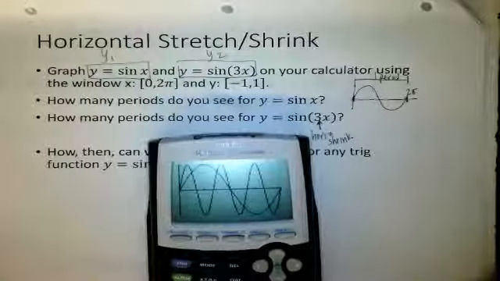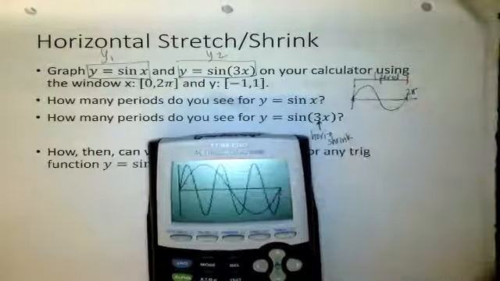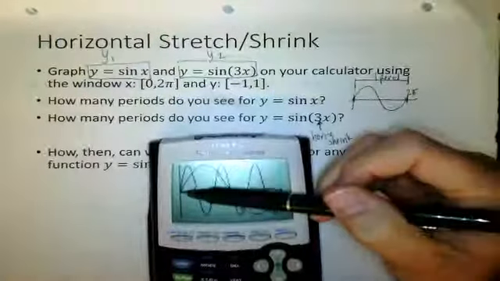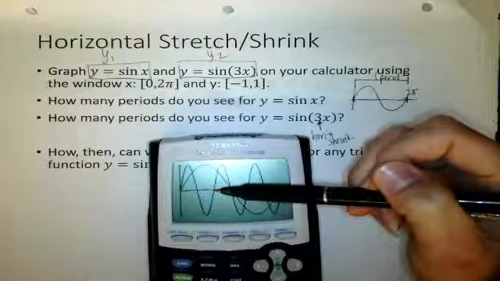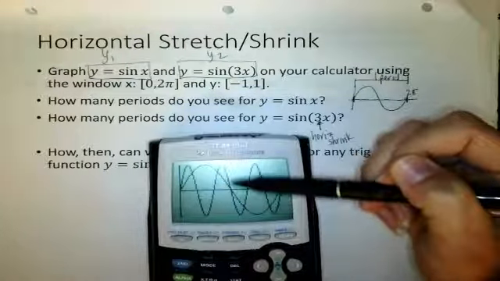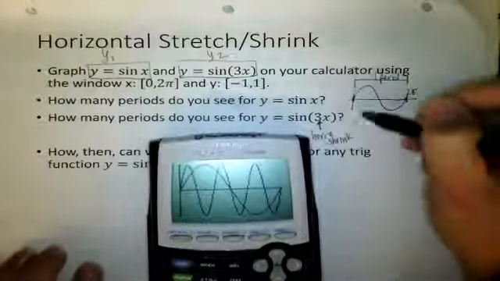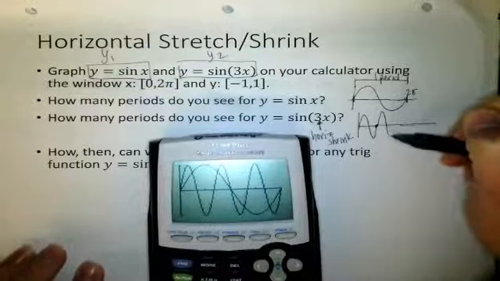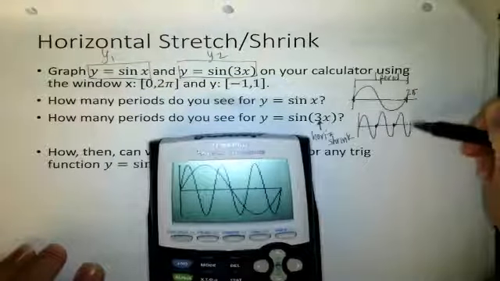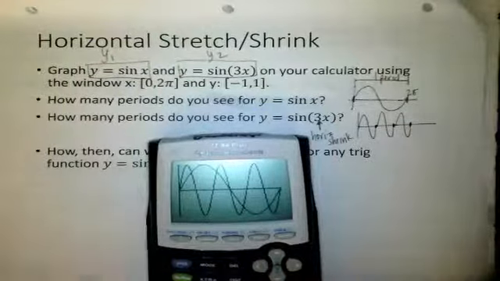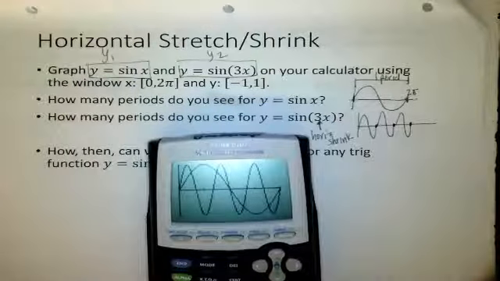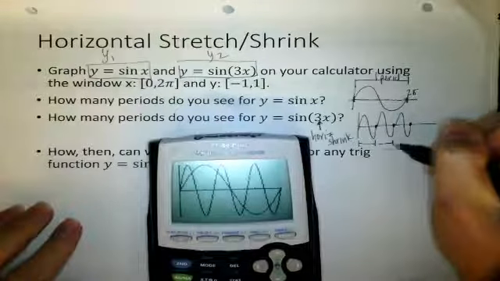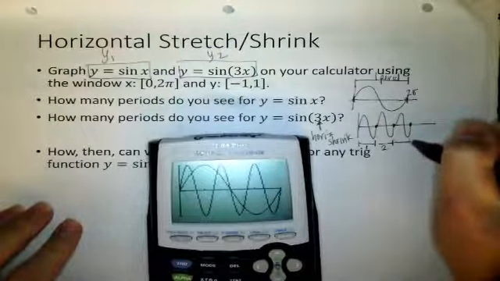So how many periods do we see for our second function, the sine of 3x? 3, okay. So you can see middle, high, middle, low, middle. That's 1 period right to there. And then again, there's another cycle. So that's the second period. And then the third. So we had 1 cycle, then another cycle, and another cycle, which makes you think of the EKG, right? That's right.